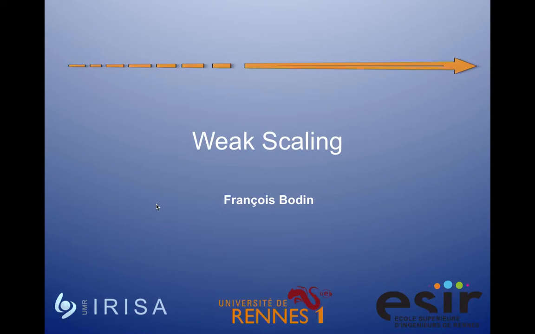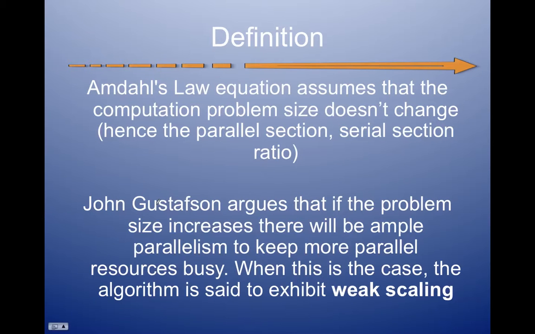Weak scaling. When we considered Amdahl's law previously, the ratio between the parallel and the serial part was constant. John Gustafson has been arguing that when you increase the problem size, you usually increase the time spent in the parallel part of the execution compared to the serial part. So the potential for speedup increases while you increase the problem size. And this is what's called weak scaling.